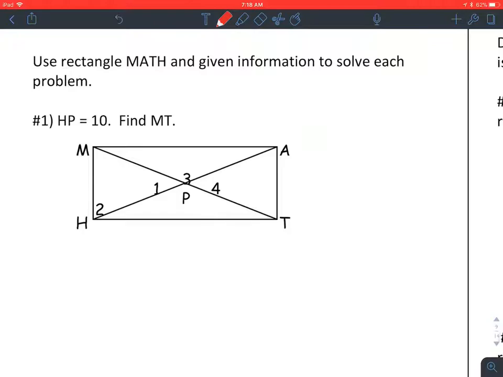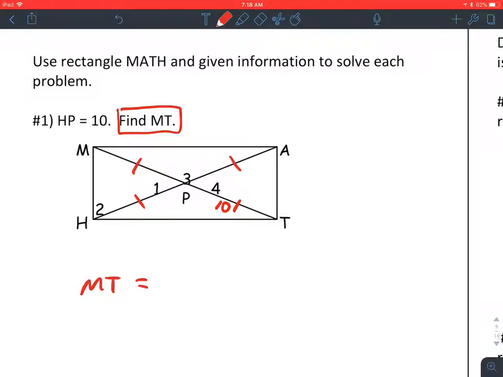Example, use rectangle math and the given information to solve each problem. We are told that HP is 10. We're supposed to find the length of MT. Now, one of the facts you'll recall is in a parallelogram, which a rectangle is, the diagonals bisect each other. And since we know the diagonals are the same length, it means each of these parts of these diagonals have to all be the same.